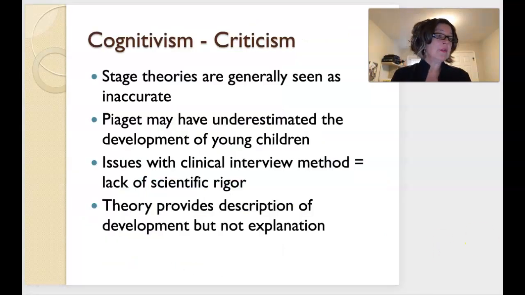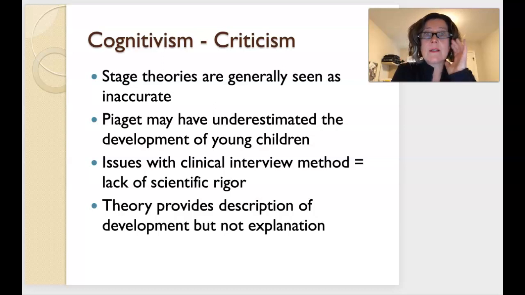Okay, criticism of cognitivism. Basically, there's always criticism of every theory. So critics would say the stage theories are generally seen as inaccurate. Since the 1950s and 1960s, we have more research on children and their progress. And so what he was stating in these stages is generally not seen as particularly accurate right now. Also, Piaget may have underestimated the development of young children.